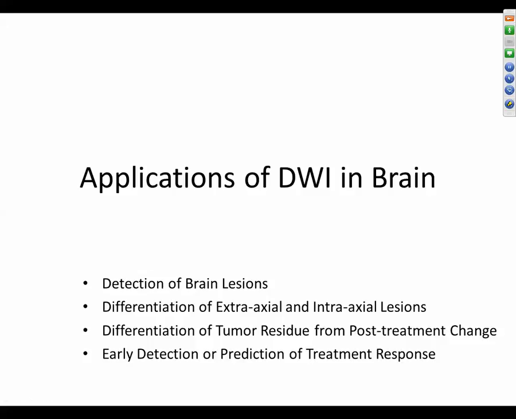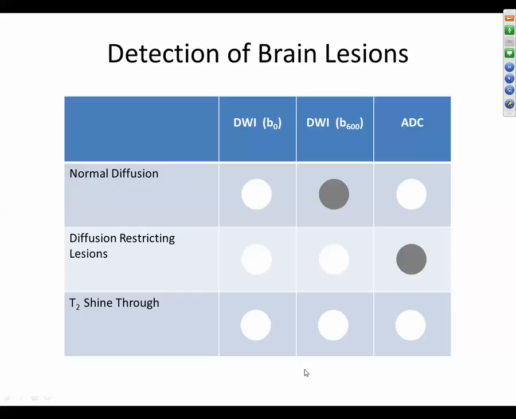We finished the DWI application in liver, and now we turn to the DWI application in brain. Brain is a major body part where DWI is applied. We can use DWI to detect lesions and also differentiate different types of lesion. It might be hard to characterize because there are too many types of brain tumor, but we can at least differentiate sometimes. And we can differentiate tumor residue from post-treatment change, to see if it's recurrence or just a post-treatment change. And again, we can use it to detect early treatment response or predict the treatment response.